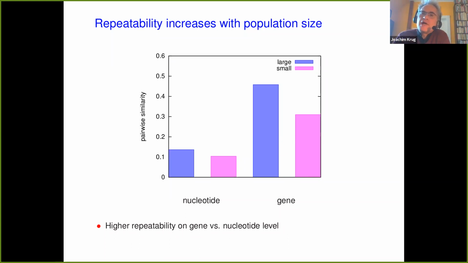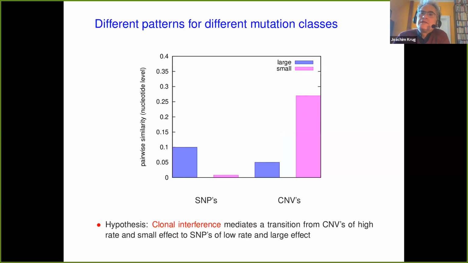However, a very surprising pattern at first arose when we looked at the repeatability separately in the different mutation classes. This is now pairwise similarity distinguished between the single nucleotide polymorphisms and these structural variants. And here you can see that repeatability is driven in the large populations by the SNPs, but in the small populations is driven by these large-scale mutational events. So there seems to be a shift in the mutations that these populations mainly use and that are preferentially selected as you go from the small to the large populations.